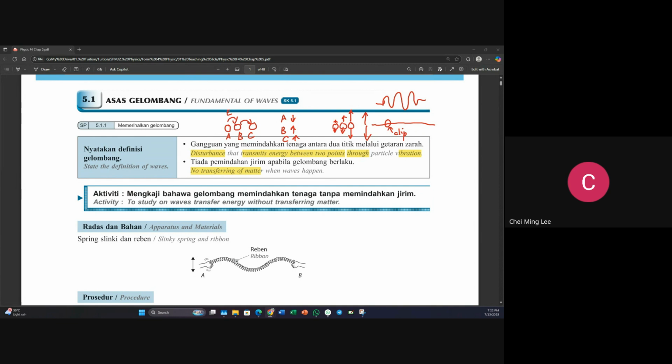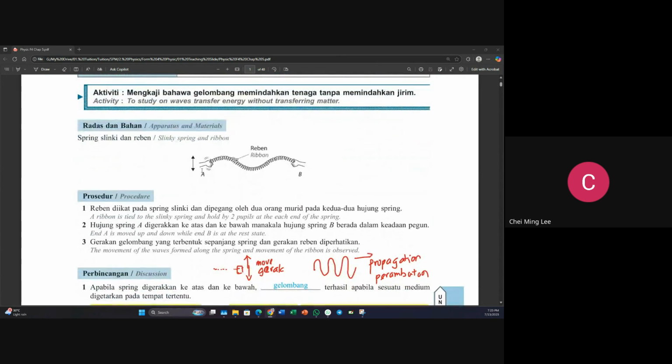All right, so let's see the activity. This is to study that the wave transfers energy without transferring the matter. So for example, the slinky spring. You know what a slinky spring is, the toy, okay? And then we bind a ribbon on it.